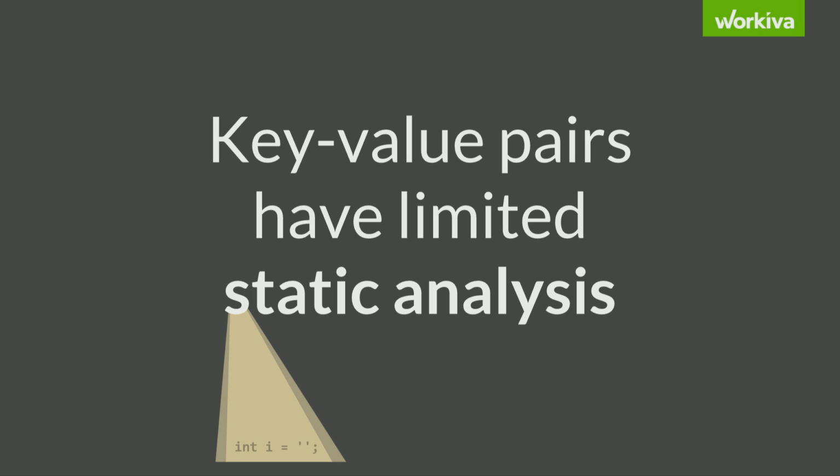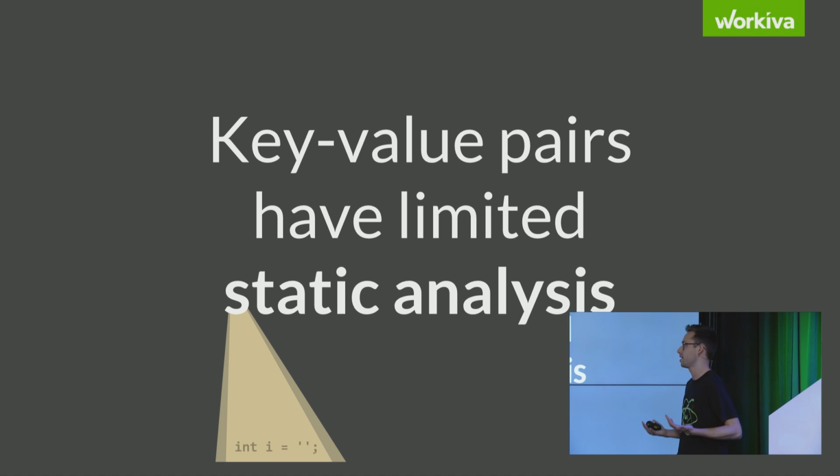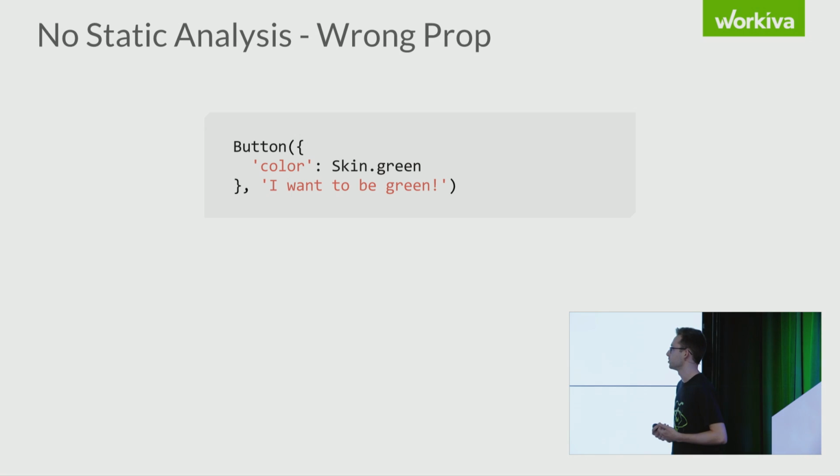And so the problem with that is that we can't get great static analysis on these key value pairs. I mean, we can get static analysis, and that'll tell us if we did something syntactically correct or incorrect. But if we do something semantically incorrect, then it's not really going to tell us ahead of time. And so what does that mean? So here are some examples of that.